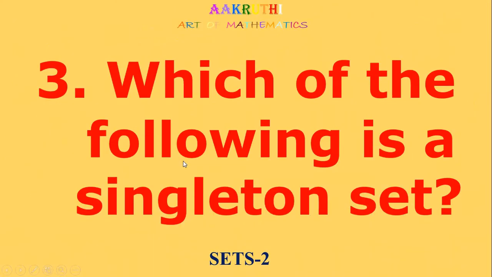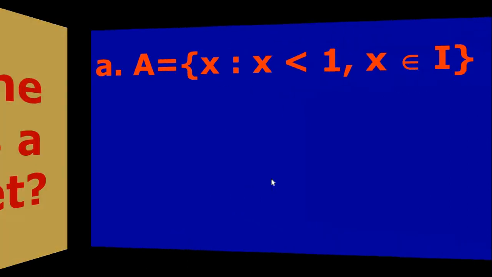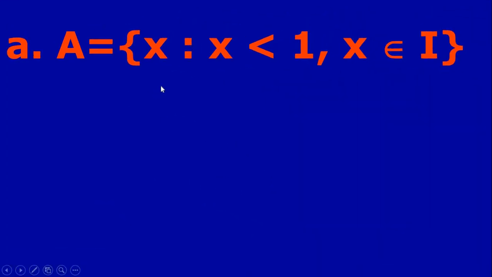Next question, which of the following is a singleton set? You have to find which of the following are singleton sets. Now first one, A equal to the set of all x such that x is less than 1 and x belongs to I. You have to find numbers less than 1, but it should be an integer. So there are many numbers which are less than 1. It is not only 0. We have minus 1, minus 2, minus 3, etc.